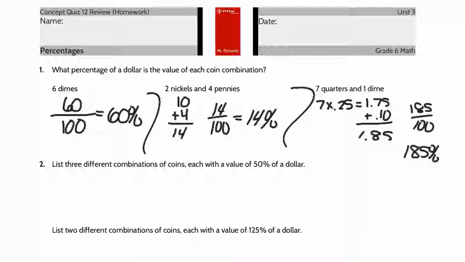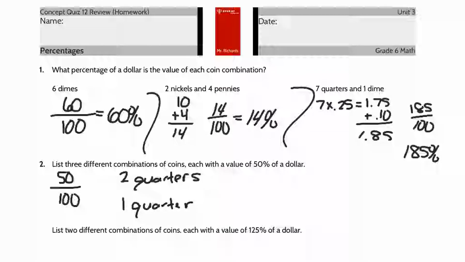Now, list 3 different combinations of coins, each with a value of 50% of a dollar. Well, 50% of a dollar, we're looking for 50 out of 100. So we're looking for different combinations to get to 50 cents. Well, how about 2 quarters being one of them? What about, if we get really creative here, 1 quarter, there's 25 cents.